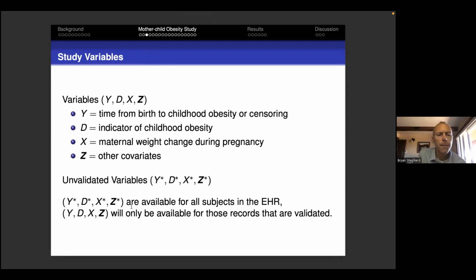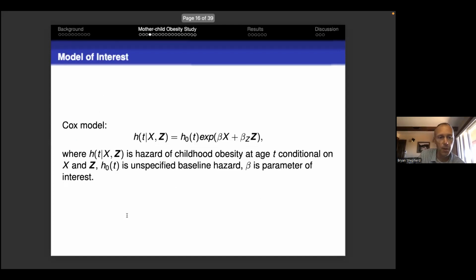Okay, our study variables are going to be Y, the time from birth to childhood obesity or censoring, D is the indicator of childhood obesity, X is maternal weight change during pregnancy, and Z is going to be a set of other covariates that we're going to adjust for as potential confounding variables. So what we have in the electronic health record are the unvalidated variables. They are error prone, and we denote those with a star. So we have Y star, D star, X star, and Z star. And again, we have that for everybody in the EHR, but we'll only have Y, D, X, and Z, what we're interested in, for those records that are validated for a small subsample.